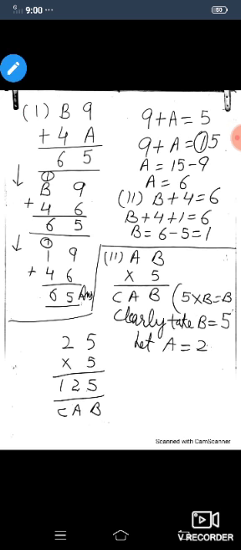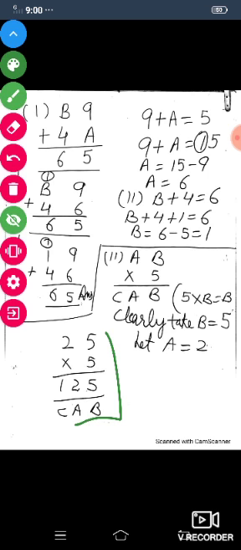So 25 into 5 is 125. So in the answer there are 3 different digits. C stands for 1, A stands for 2, B stands for 5. You can take any other number if you wish.